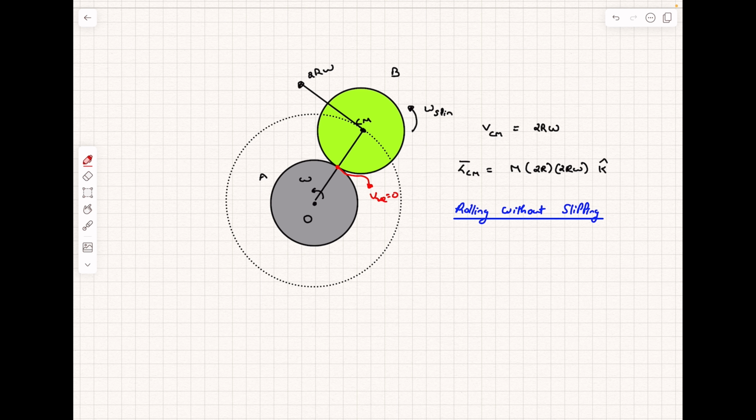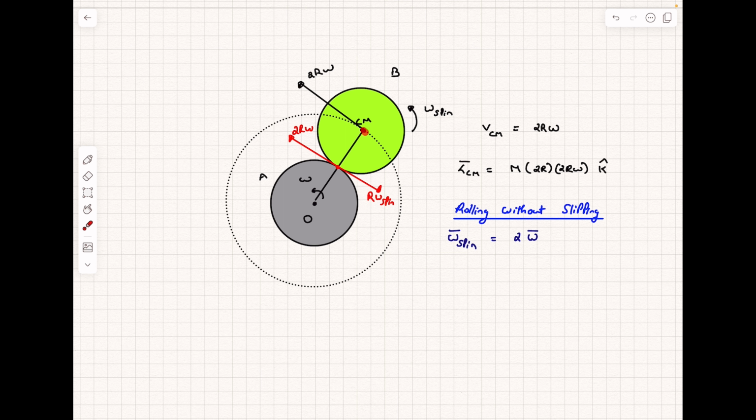As the disk A is at rest, the velocity of disk B at this point has to be 0 as well. So how do we write the velocity of the disk B at the bottommost point? It will be a linear combination of the velocity of the center of mass, which is 2r omega, and an r omega term, which would be r times omega spin in this particular case. And from here, the spinning omega comes out to be 2 times the orbital omega. So intuitively, what this actually means is that the body spins twice as fast as the body orbits.